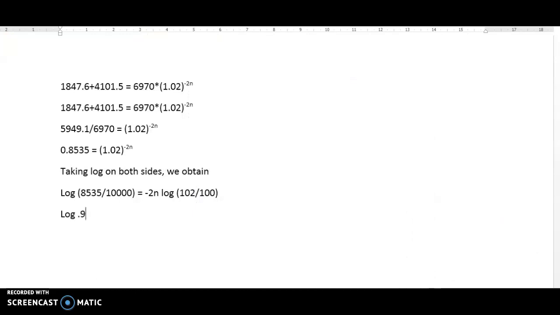So 0.9312 is the mantissa, and for the characteristic you have to calculate the number of digits. It is 1, 2, 3, 4. So 4 minus 1 is 3. So this is the value of 3. So the log value of 8535 is this. Minus log of 10,000. You know that this is the quotient rule that we have already discussed.